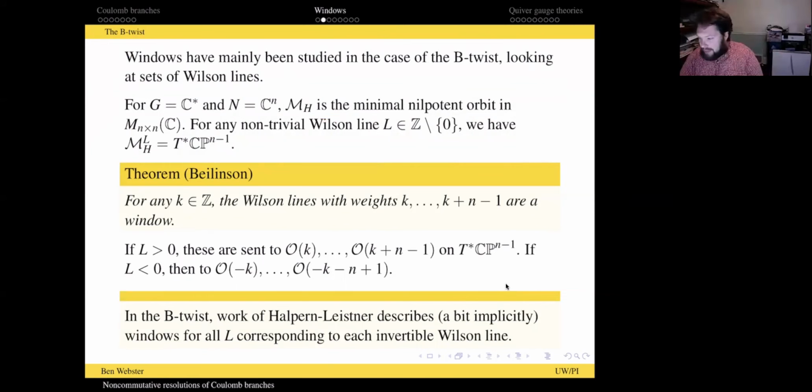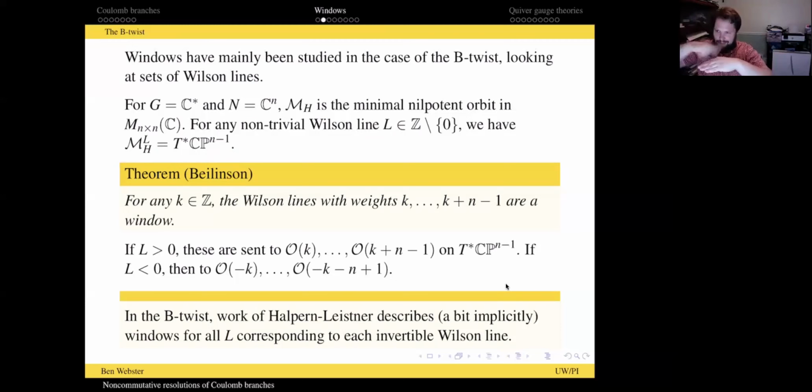So this is mainly an idea that's been studied in the B-twist, where I think it's gotten a fair amount of attention. So this is the example I was talking about before: C star acting on several copies of C with weight 1. We get CP^(n-1) as a resolution, in two different ways, depending on whether the Wilson line corresponds to a positive integer or a negative integer. If you're thinking about this in the GIT world, you're looking at C^n plus a dual copy of C^n.